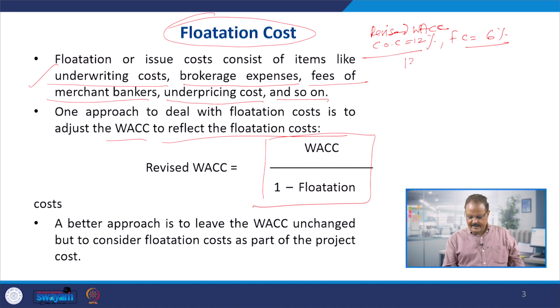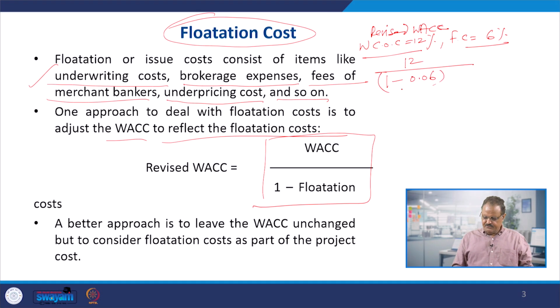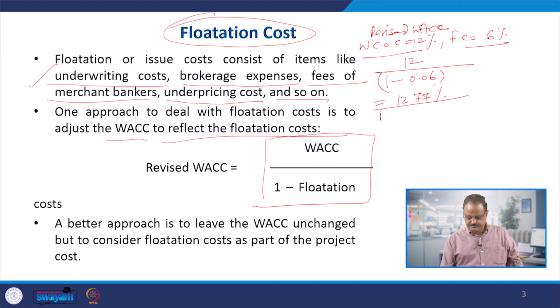So if you go for this model, what will you do here? You will be taking the weighted average cost of capital, 12%, in the numerator, and you will divide it by 1 minus 0.06, right? If you divide it like this, some value will come, and that value would be 12.77%, and this value we are going to call the revised WACC. Revised weighted average cost of capital, this is 12.77%.